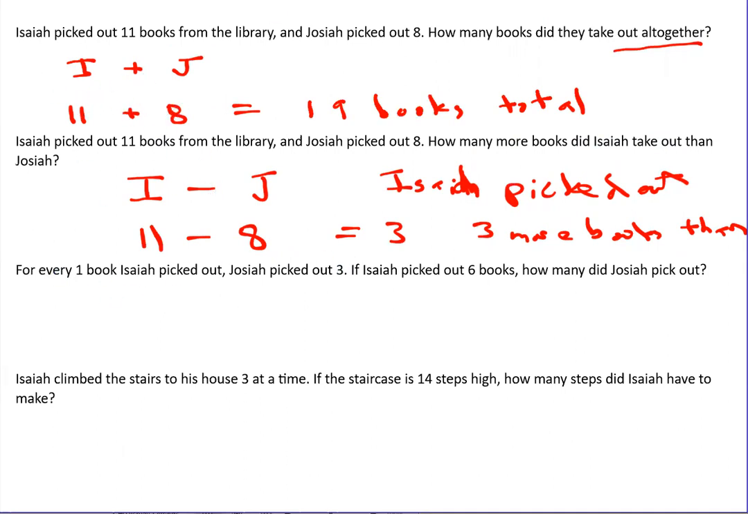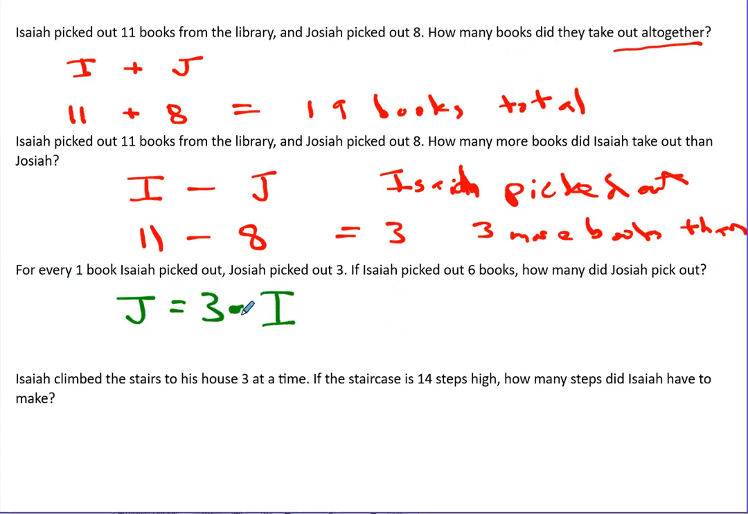Third question: for every 1 book Isaiah picked out, Josiah picked out 3. That's a rate. If Isaiah picked out 6 books, how many did Josiah pick out? So I want to know how many Josiah picked out. And it says for every book Isaiah picked out, Josiah picked out 3. So the number of books Josiah picked out in this scenario is 3 times the number of books Isaiah picked out.